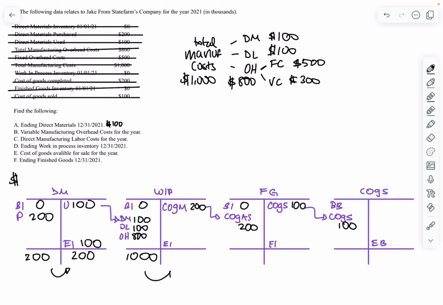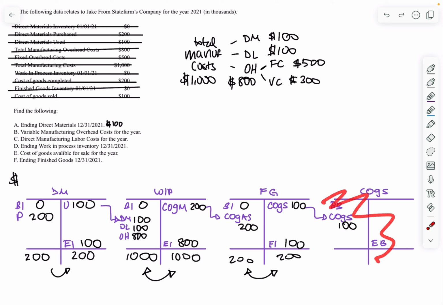This is 1,000. Debits and credits must be the same. So this is also 1,000. So 1,000 minus 200, that's 800. Because these credits have to add up. And if I add up the debits on the finished goods side, that's 200. Debits and credits must be the same. So this is also 200. 200 minus 100, that's 100. Because 100 plus 100 should give me 200.